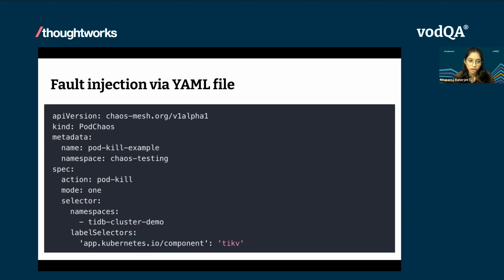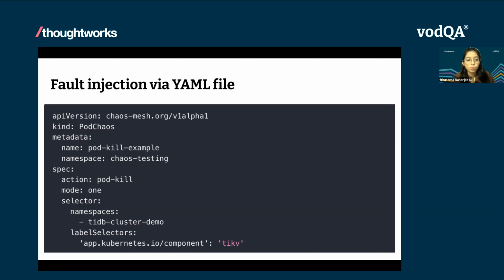If it does, in how much time, right? So the kind is PodChaos. The name would be pod-kill-example. And namespace, as we have already mentioned, it's a virtual cluster. So over here, we have two namespaces. One is Chaos Testing and another is TiDB cluster demo, both hosted in the same cluster. Right? So the action that I'm about to perform is pod-kill.